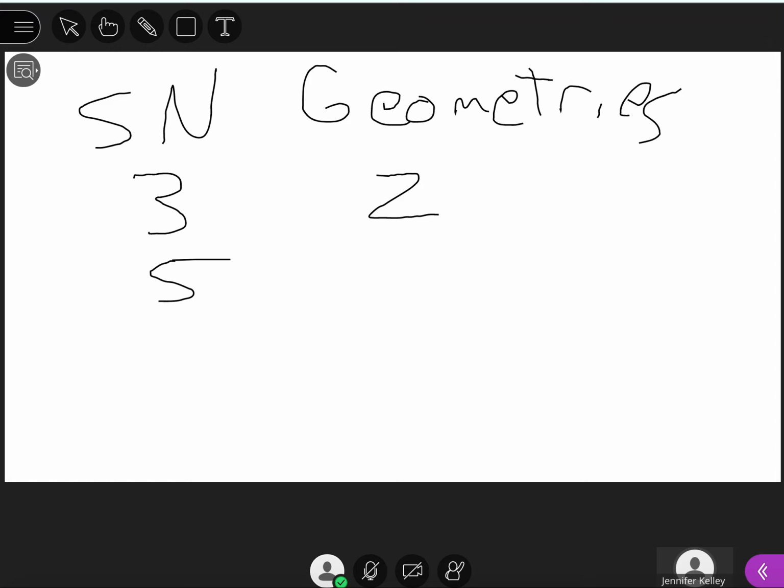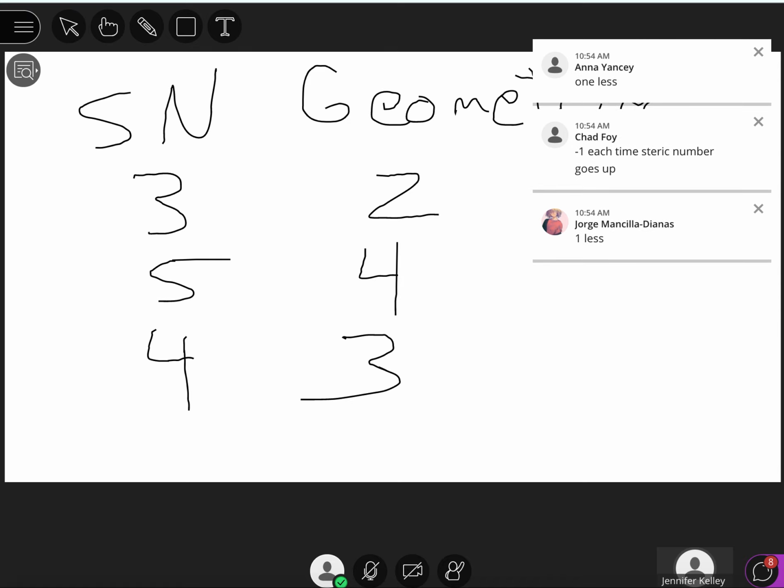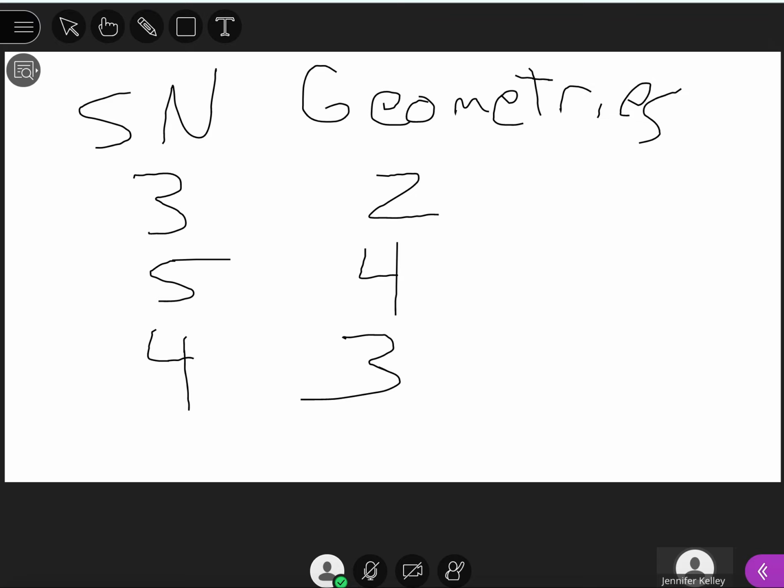When the steric number is 5, there are 4. When the steric number is 4, there are 3. What's the pattern that you're seeing here? It's 1 less, correct. So when the steric number is 6, there are 5 of them. Right? So that's one way when you're trying to remember on the test, if you have remembered them all: if the steric number is 5, you should have 4 different shapes that you're remembering.